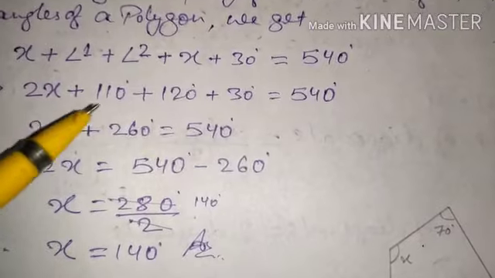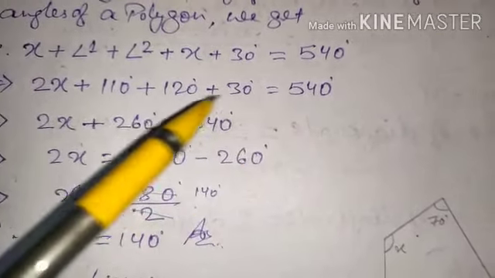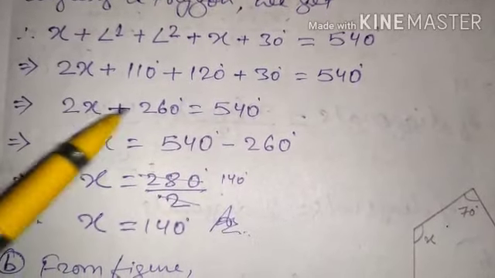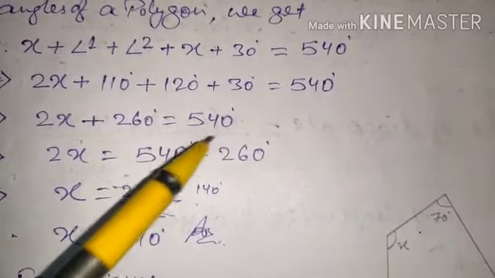Okay, now move on. 2x plus 110 plus 120 plus 1 plus 30 is equal to 540. Just add all these. You are going to get 260. So 2x is equal to 260, and x plus x will become 2x. So 2x plus 260 is equal to 540.